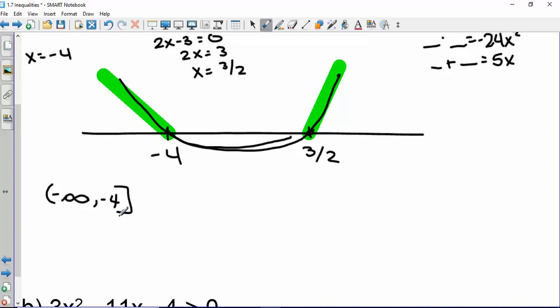When we have more than one piece, we put a big capital U in the middle. It means union. We're just going to combine these two. This next one starts at 3/2. It was equal to, so that's a bracket, comma, and it keeps going forever, so it ends at infinity, and that's our final answer. So on these quadratic ones, you'll either have the section in the middle or the two ends to look at. Do we need another quadratic one?